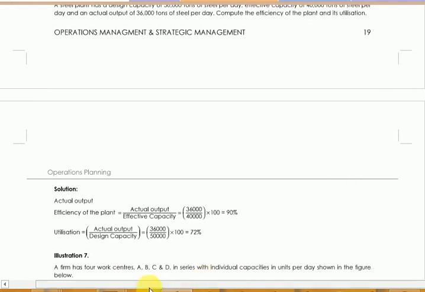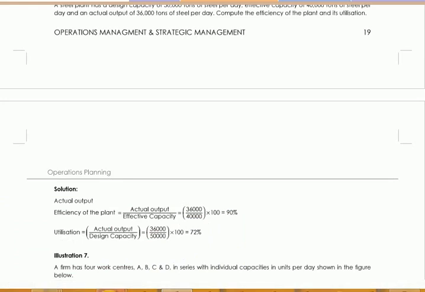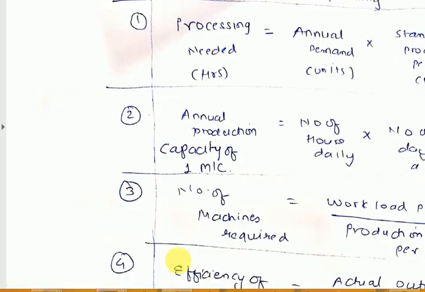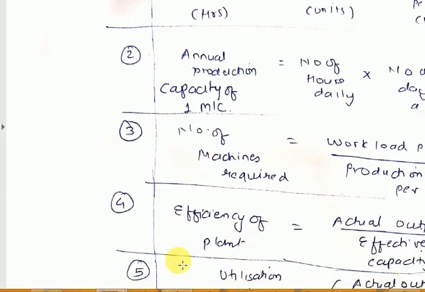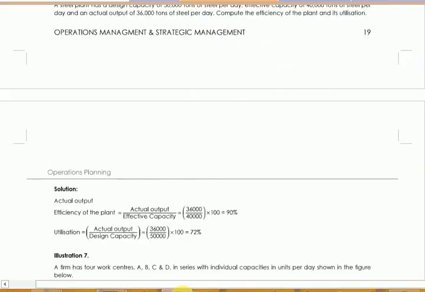Now if we refer to the list of formulas for finding the efficiency of the plant, we can use formula number 4 in the list, that is, efficiency of the plant is equal to actual output upon effective capacity. Now if we refer to the problem, we know the actual output, which is 36,000, and the effective capacity is given to us as 40,000, and if we divide both of these, we get 90% as the efficiency of the plant.